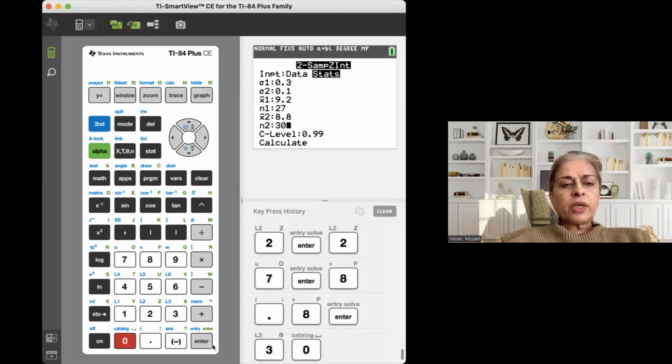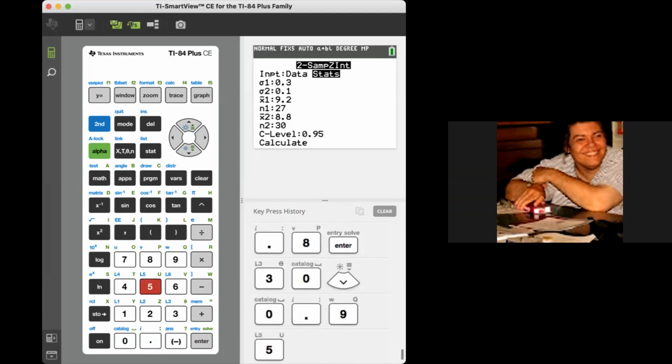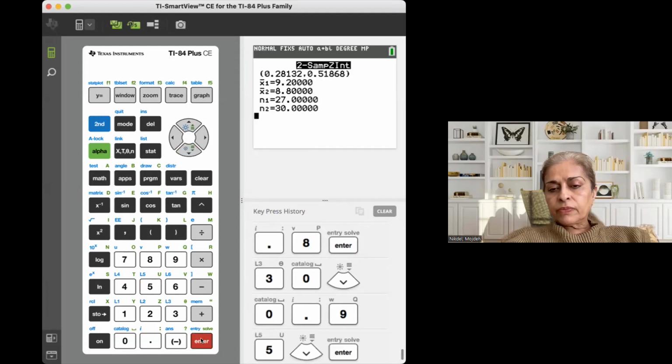We are finding a 95% confidence interval. For C-level, put 0.95. You have to put the decimal value, not the percent. 95% is 0.95. Then highlight Calculate. Here is your confidence interval. You don't have to use that big formula.